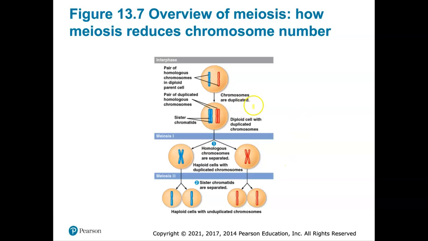So this is what it looks like. You've got a parent cell. Before meiosis begins, the chromosomes in the parent cell are duplicated. In meiosis 1, what we're looking at here is one pair of homologous chromosomes. In meiosis 1, the homologous chromosome pairs separate, and each daughter cell that's produced gets one copy. Then in meiosis 2, the sister chromatids separate. So you end up with 4 cells that have only half the number of chromosomes of the parent.